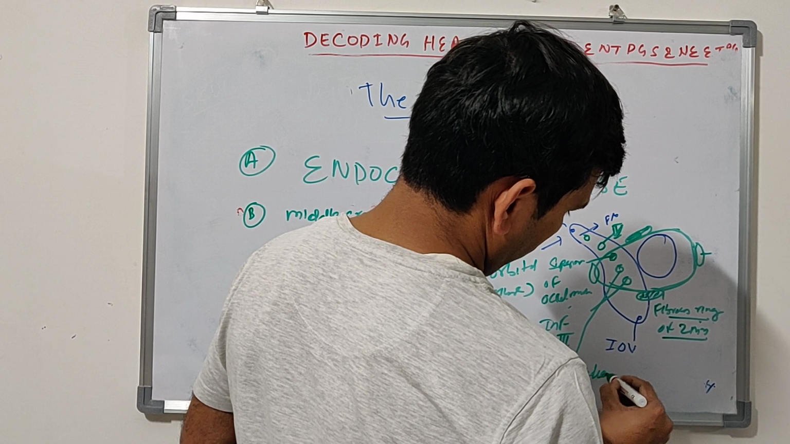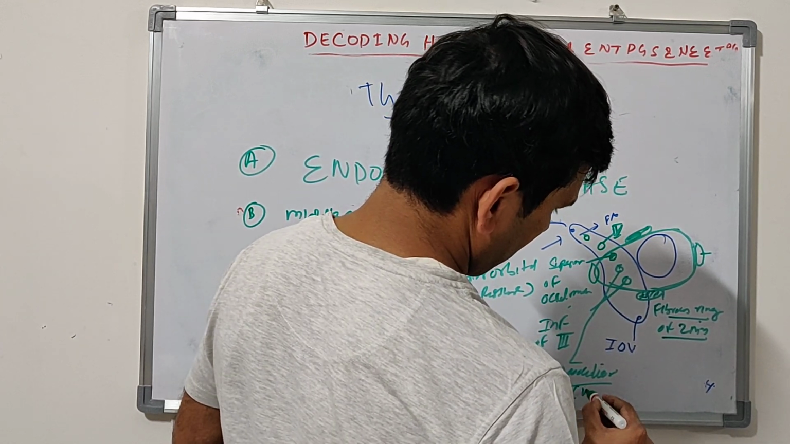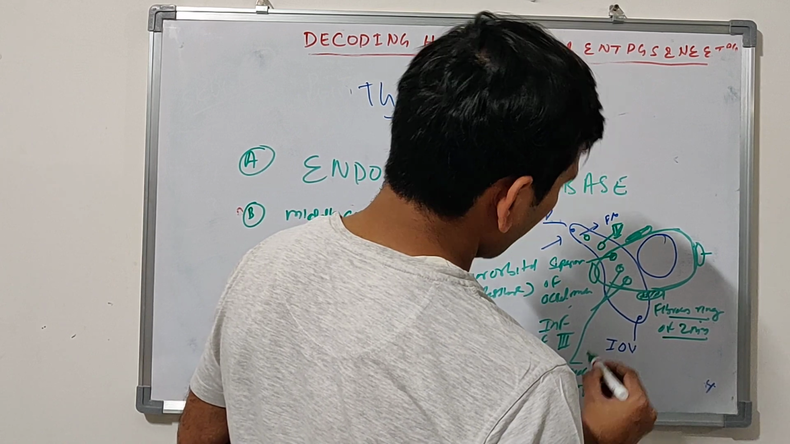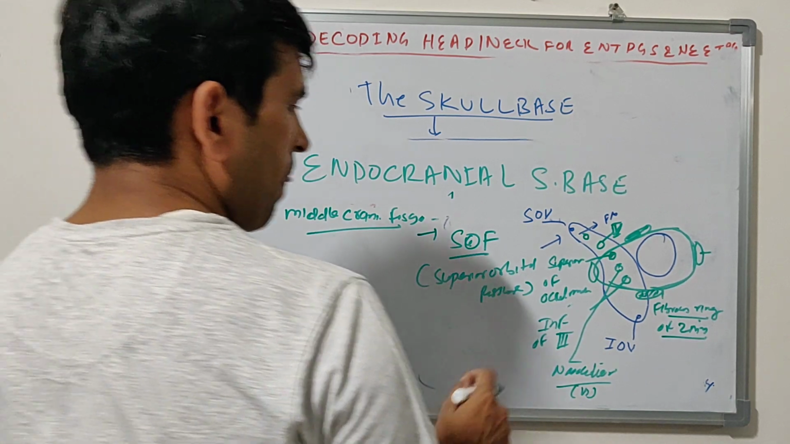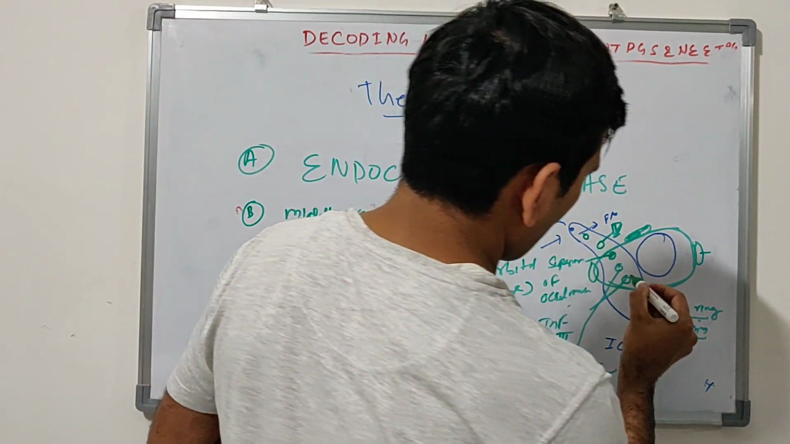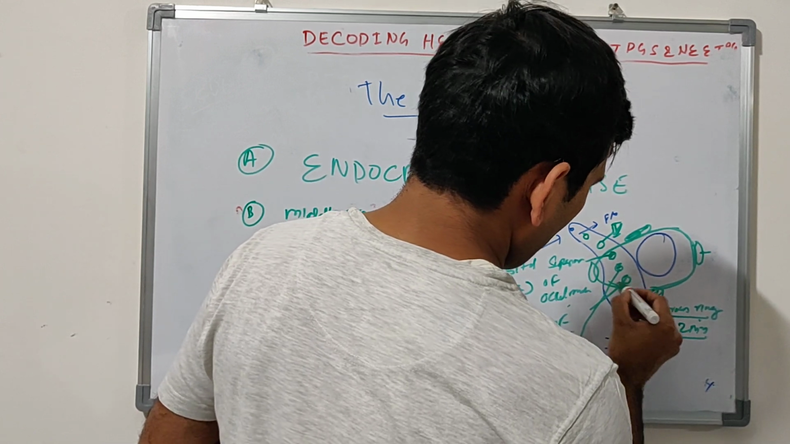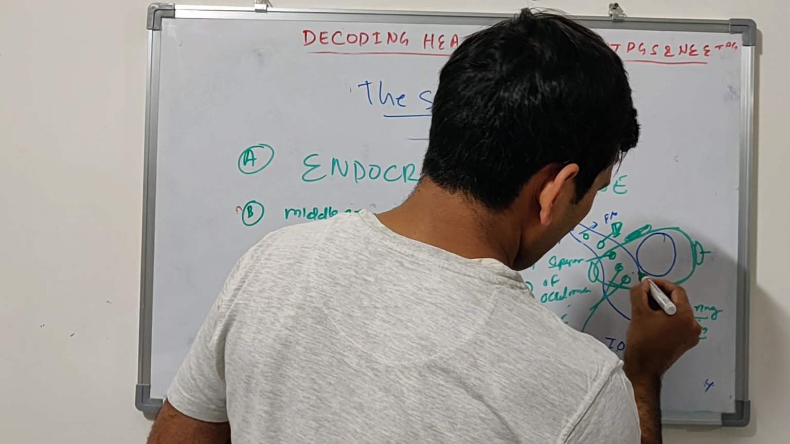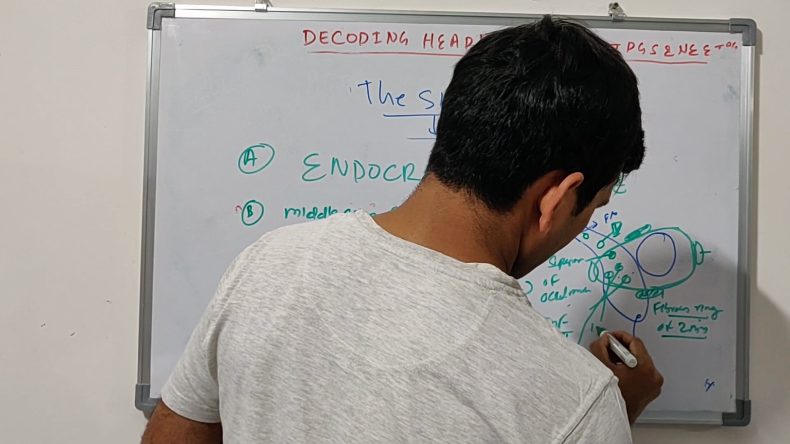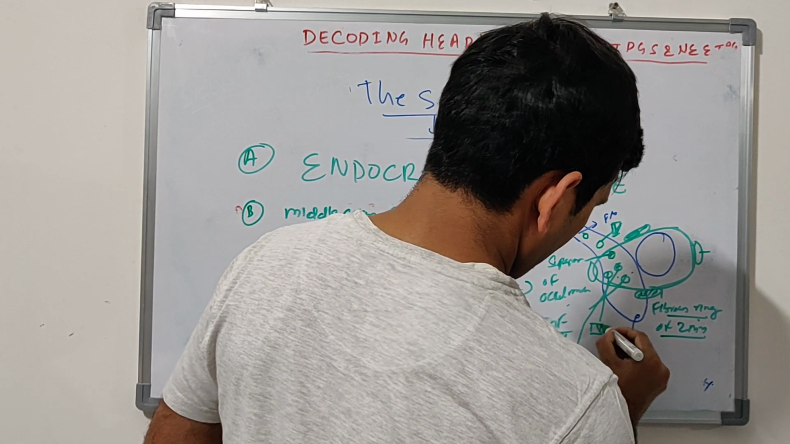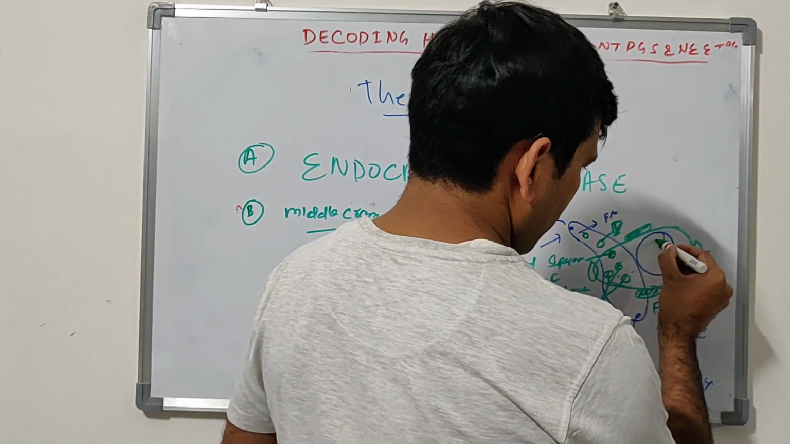Nasociliary is a branch of the ophthalmic division of the trigeminal fifth nerve. Nasociliary, this is a branch of V1, and the inferior ophthalmic vein is here. In between here you may have the sixth nerve. This is the sixth nerve, abducens, which supplies the lateral rectus. Okay.